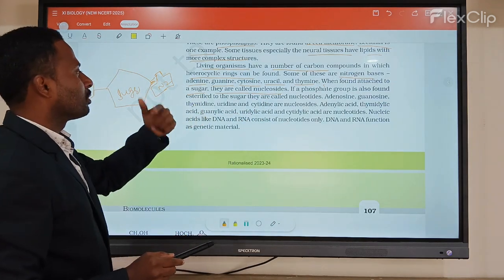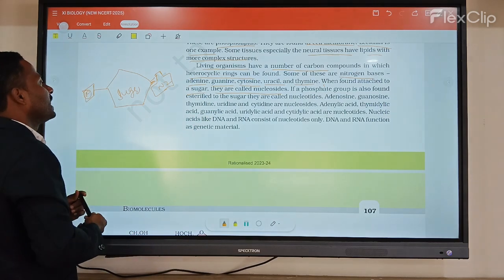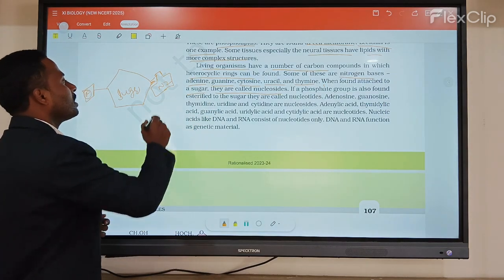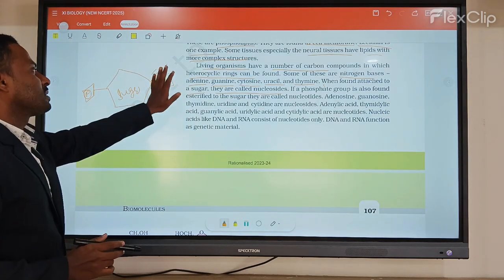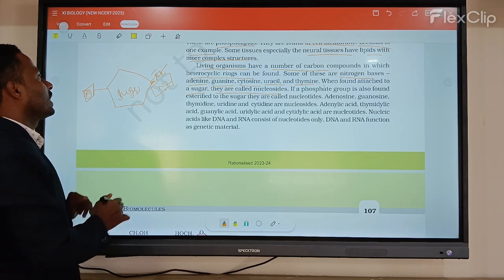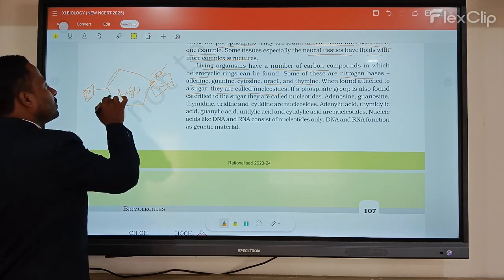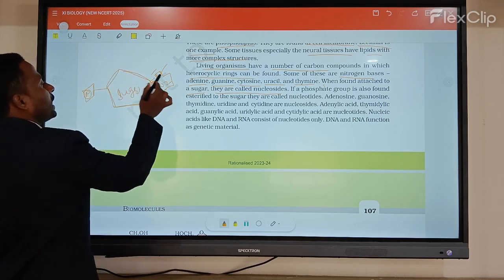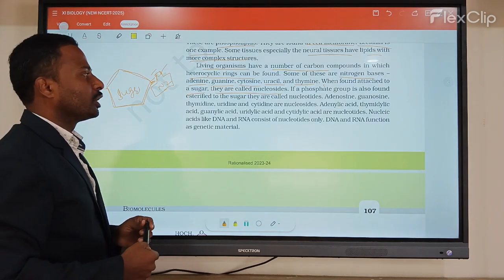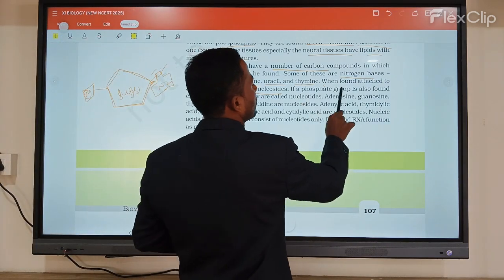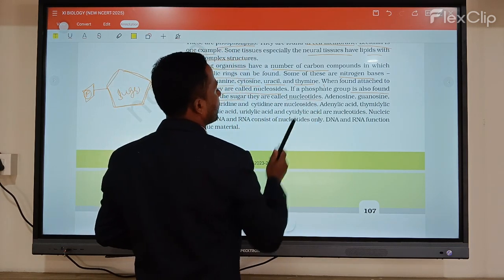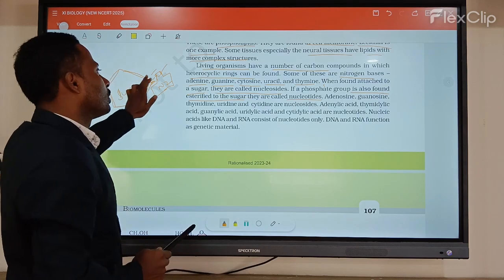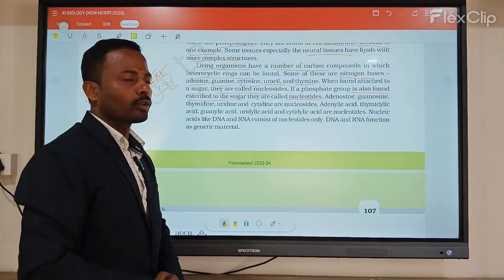Here, nucleotide is different and nucleoside is different. Nucleosides are nothing but a nitrogen base attached to a sugar, and that is called a nucleoside. When the pentose sugar, phosphate group and nitrogen base are all present, that is called a nucleotide. The phosphate group is found as an ester of the sugar, called a nucleotide.